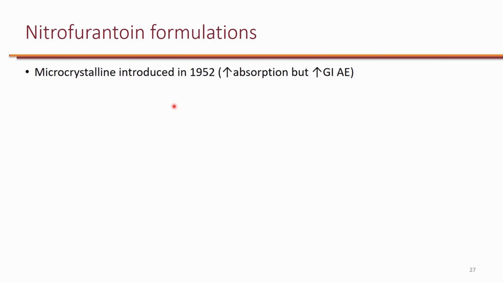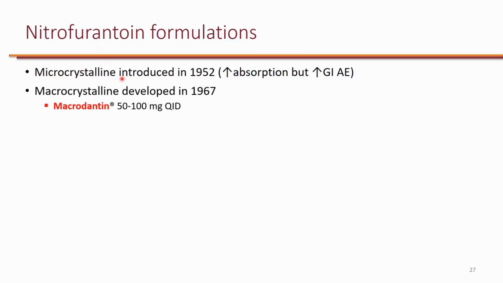Here are the formulations for nitrofurantoin. So back in 1952, when we first came up with nitrofurantoin, it was in a macrocrystalline formulation. It had really good absorption, but it also had increased GI adverse effects, which led us to developing a microcrystalline formulation. This improved the GI adverse effect, but the absorption wasn't as good. So that's why with microcrystalline, we have to dose it 4 times a day because it's not absorbed as well. So you have to do it multiple times throughout the day.